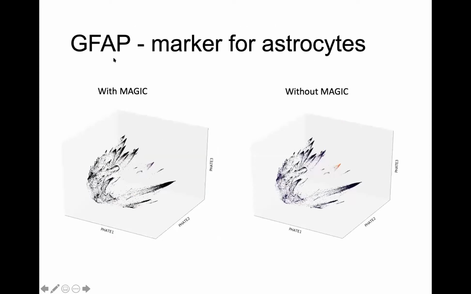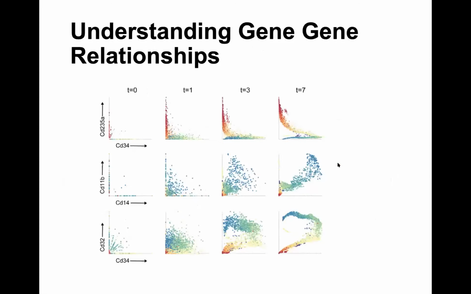So GFAP is a marker for astrocytes. Without MAGIC, you have no idea where the astrocytes are, and now suddenly this cluster lights up and you're like, oh, there are the astrocytes. So this is one example of where you would use it.